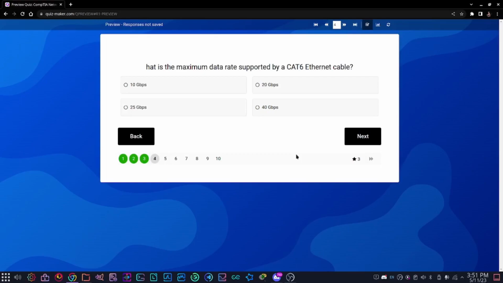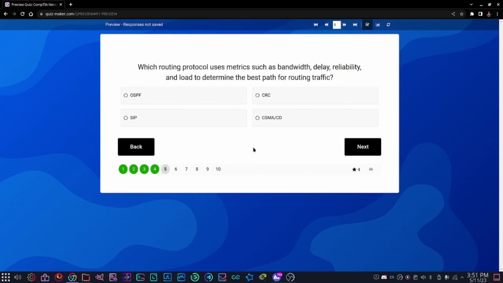Question 4. What is the maximum data rate supported by a Cat6 Ethernet cable? We have 10 gigabits per second, 20 gigabits per second, 25 gigabits per second, or 40 gigabits per second. This is one of those questions that you just have to know, but you will learn it when you are studying more in your Sec Plus and Network Plus studies. Obviously I can't explain everything for you guys, you're going to have to do some of that on your own, but I am going to give you the answers. The answer for this one is 10 gigabits per second, which is standard for a Cat6 Ethernet cable.